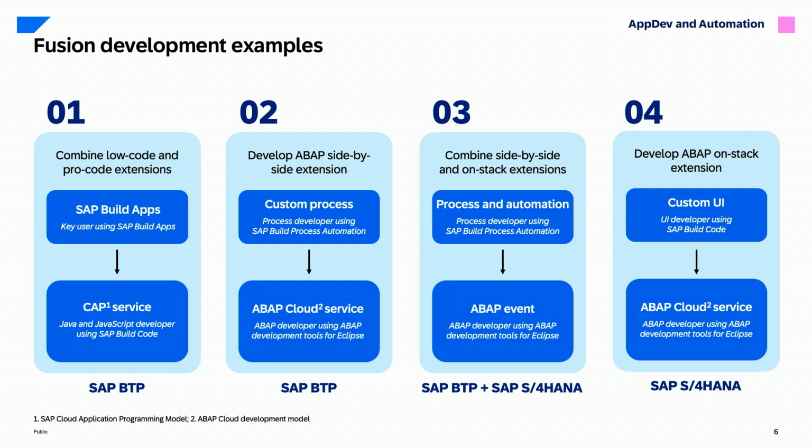Second example, you see next to it, it's also on the BTP. In this case, someone decided, I'm more the ABAP type of person, and I want to create a new service with the ABAP Cloud programming model that is using the ABAP Cloud development tools, ADT in short. And on top of that service, you might create a process with Build Process Automation. So again, a different tool, right? Coming from ADT, ABAP development tools, going to the process builder in Build Process Automation.